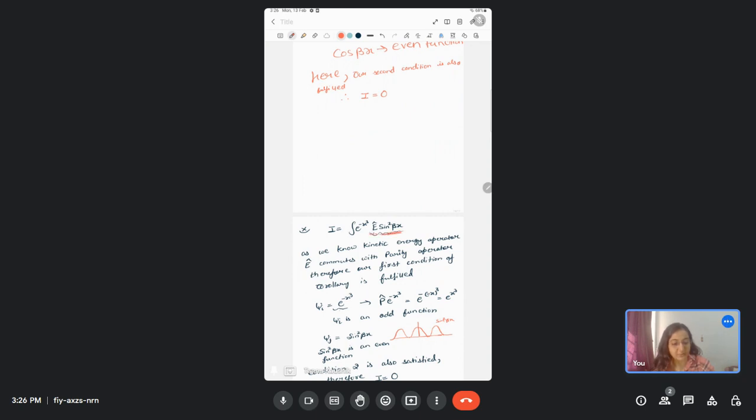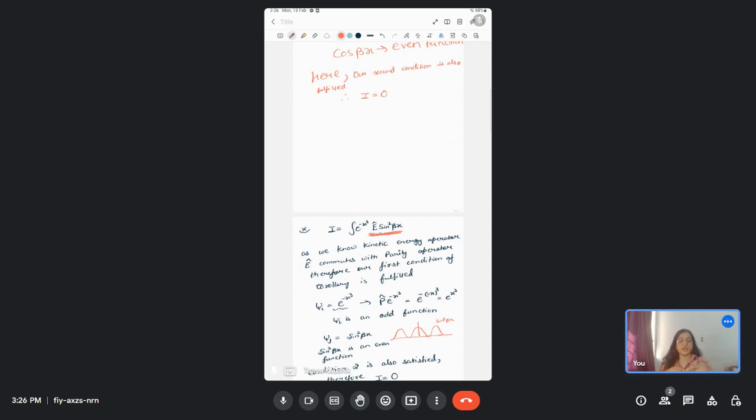Basically, what we have to do is check whether an operator is commutative with the parity operator by operating the given operator on the function on the right side of it. From left to right we move here. So here we will check whether this kinetic energy operator is commutative with the parity operator or not.